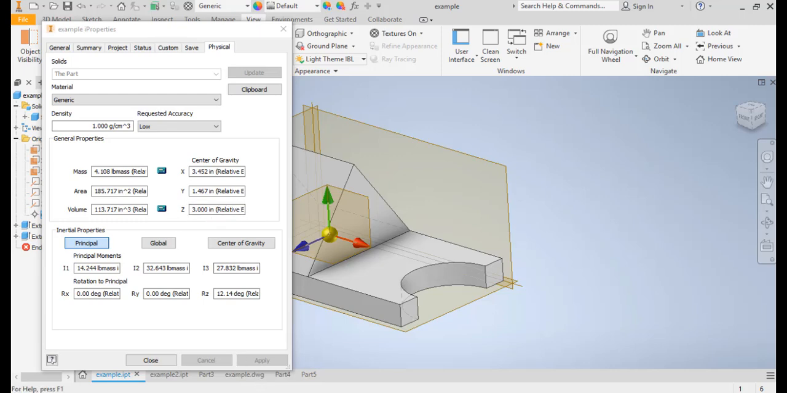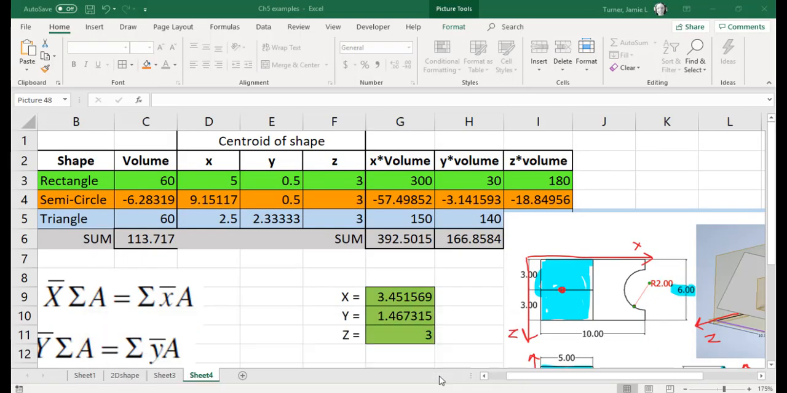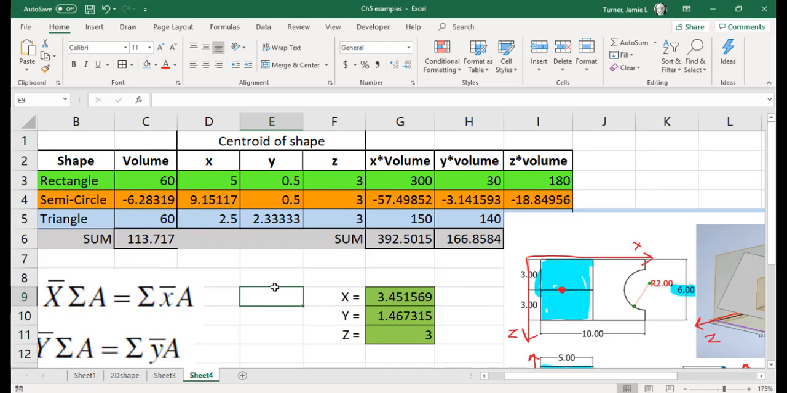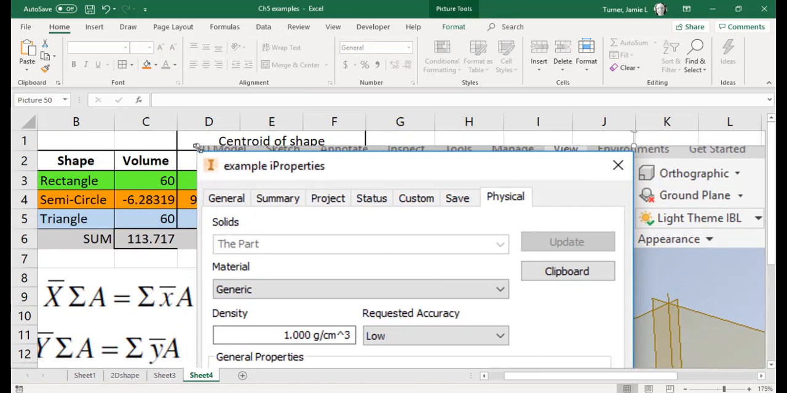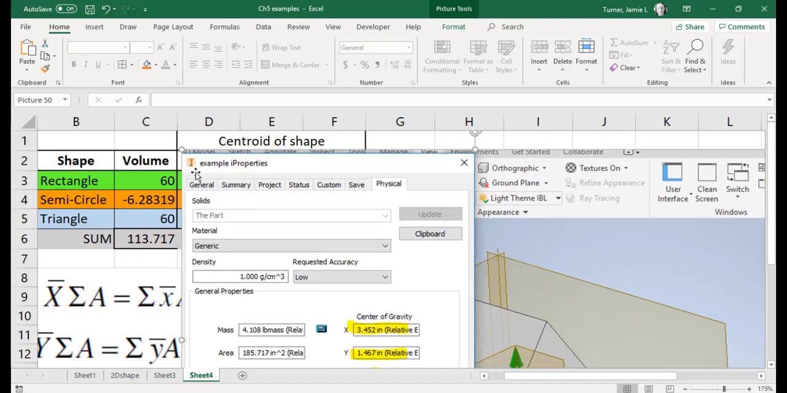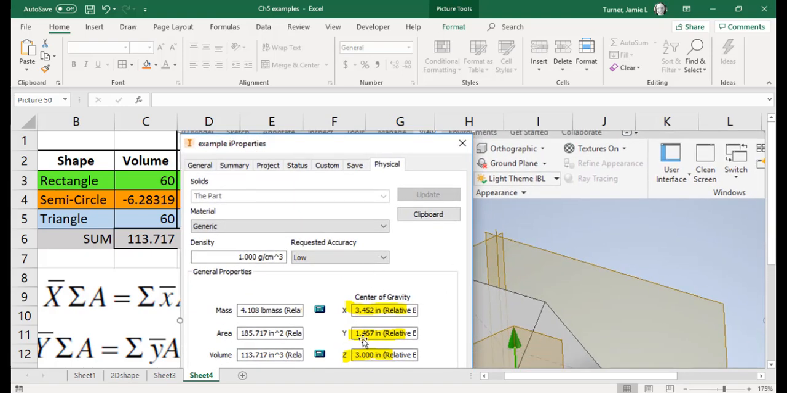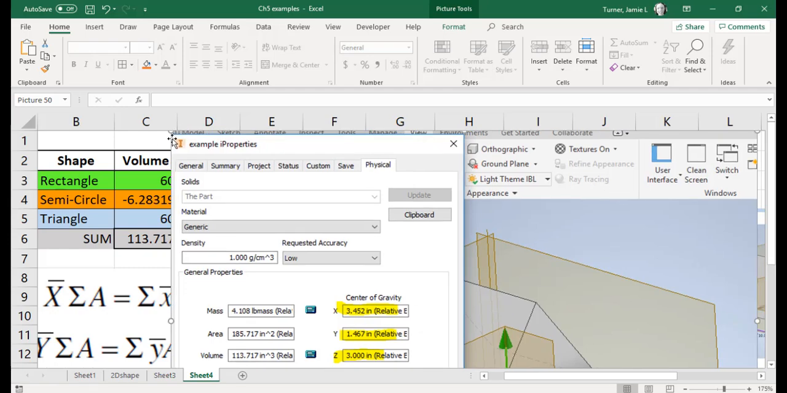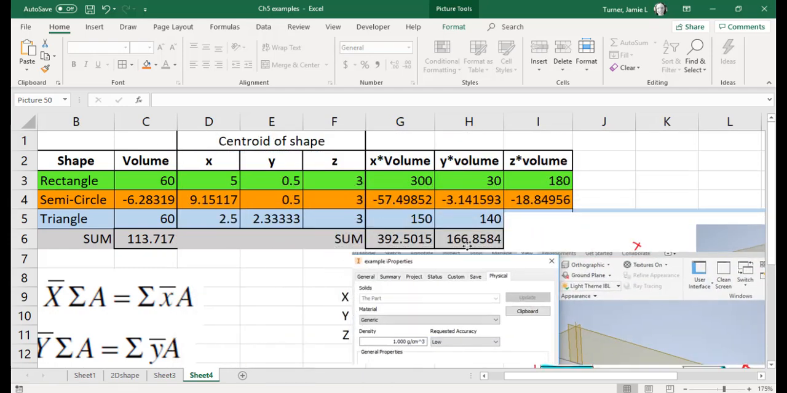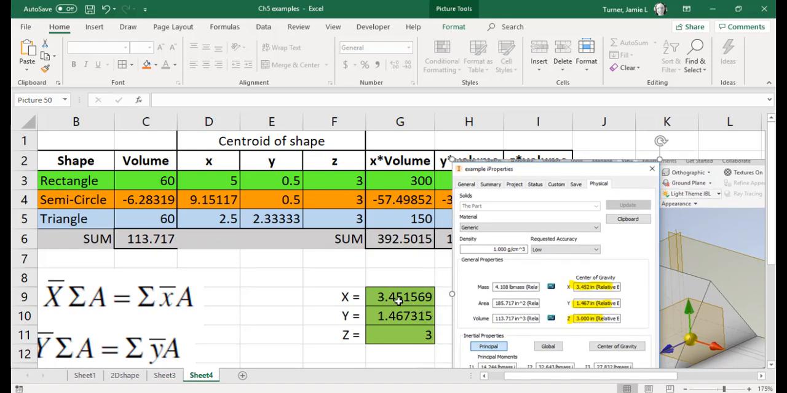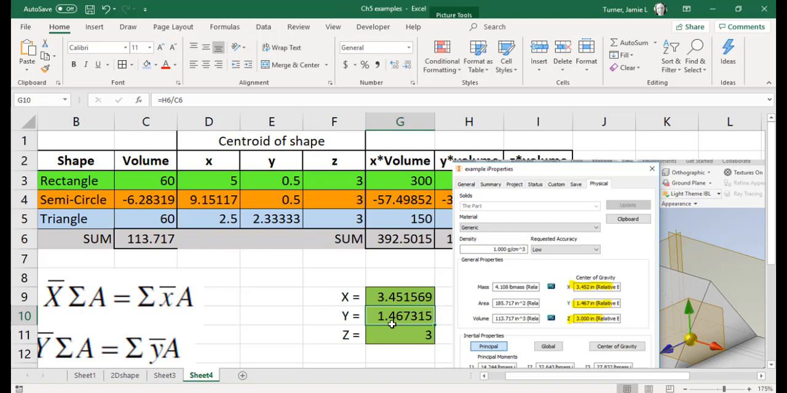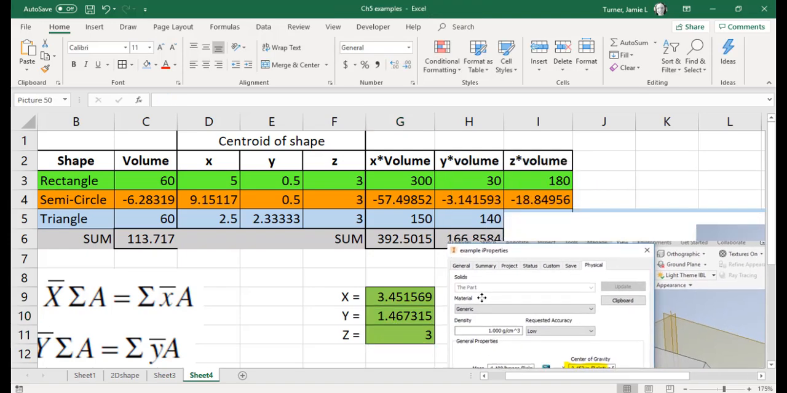Let's go back to our Excel spreadsheet and see if that is what we got. So 3.5, 1.46, 3. Woohoo! We actually got everything in there right. So it actually does agree with what was going on. 3.45, 1.46. Let's see how many significant figures we matched. 3.452, 3.4515. Yeah, that's right. 467, 467, and 3. So yay, we got it right.